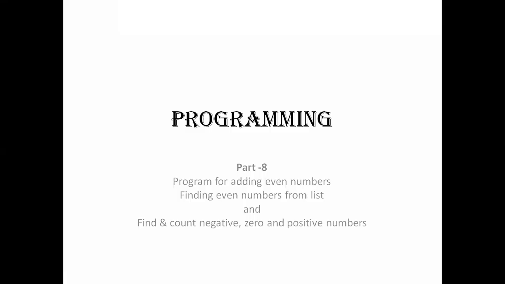So today we will be discussing programming in 8085. We will be discussing three programs. The first one is the program for adding the even numbers. The second one is finding the even numbers from a given list. And the third one is to count the negative numbers, zero numbers, or positive numbers in the given list.